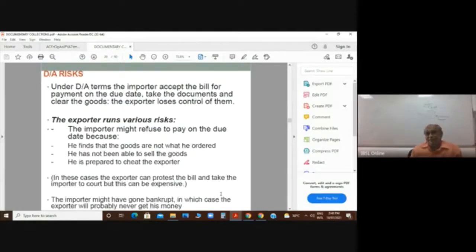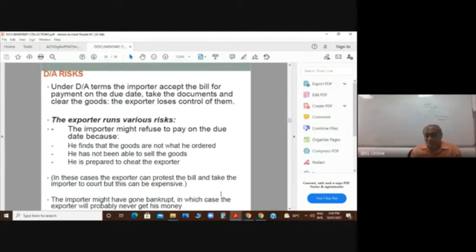And DA risk, documents against acceptance. We have already given the documents. They have given the acceptance and they have not paid on the due date due to certain reasons. Maybe he finds that the goods are not what he has ordered, so he is pissed off. He says, no, I'm not going to pay this guy.